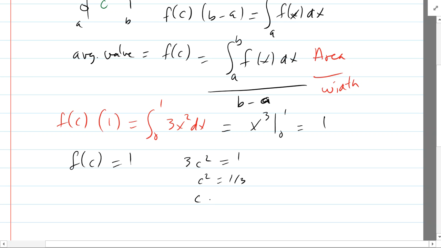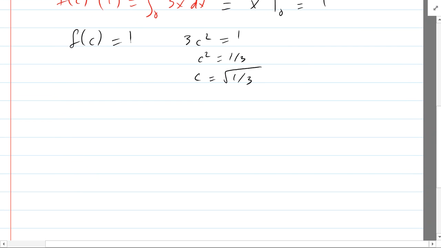Have we seen this before? C is equal to the square root of 1/3. And I'm picking the positive one. Why am I picking the positive one? Because I don't want a negative area, right?